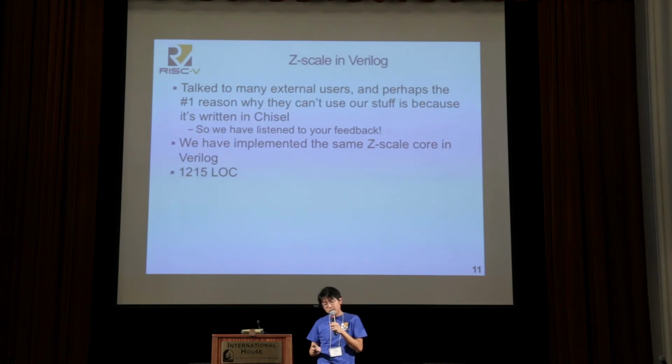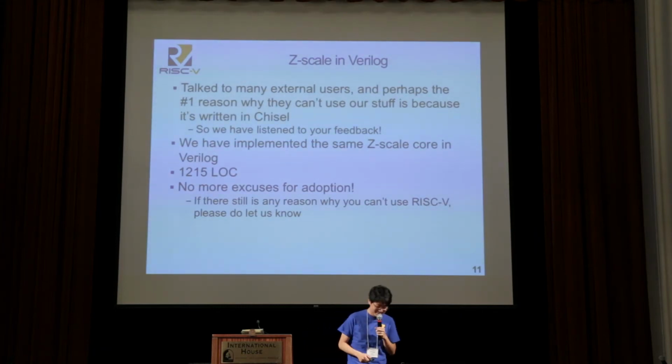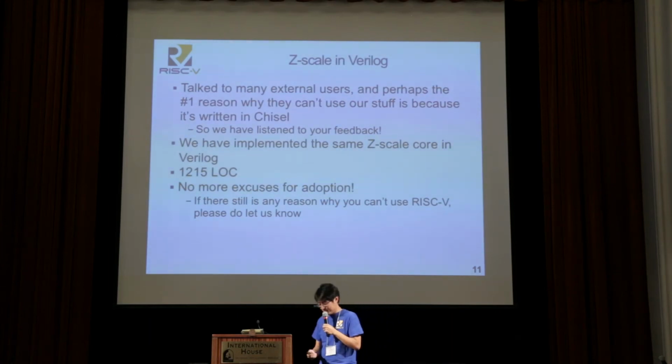It's currently 1,215 lines of code. And that means there are no more excuses for adoption. I gave you the smallest core in Verilog which is AHB-Lite compliant. But please do let us know if you have any more concerns. I will try to get it fixed.